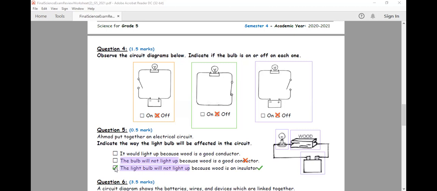So the third example is the correct one. Insulators are materials that do not let electricity flow through. Give me another example of insulators.